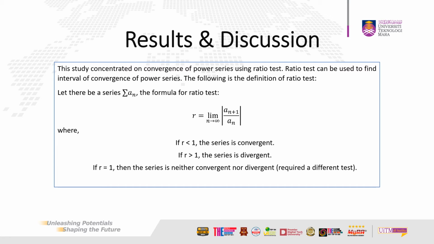This study concentrates on the convergence of power series using ratio tests. The ratio test can be used to find the interval of convergence of a power series, and this is the definition of the ratio test. The formula of the ratio test is R equals the limit as n approaches infinity of the modulus of a_(n+1) over a_n. If R is less than 1, then the series is convergent. If R is bigger than 1, then the series is divergent. And if R equals 1, then the test is inconclusive, meaning that a different test is required.